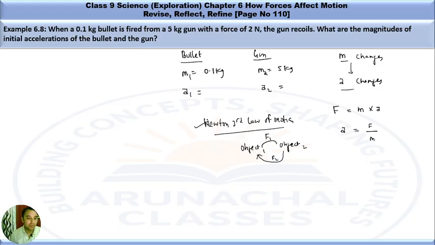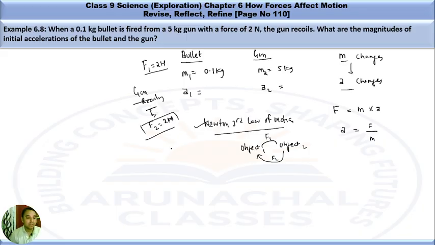So it is already given that when a bullet of 0.1 kg is fired from a 5 kg gun with a force of 2 Newton, the gun recoils. If the gun recoils, it means that it recoils with the same amount of force, equal in magnitude. So that will be 2 Newton. So 2 Newton of recoiling force is considered.